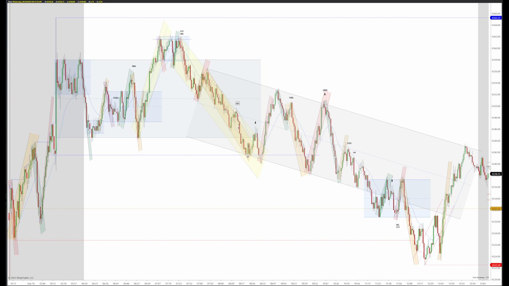September 10th, 2025. This is the S&P 500 E-Futures Mini on the 2000 tick chart using NinjaTrader 8. This is what the chart looked like today. Kind of a small range again.